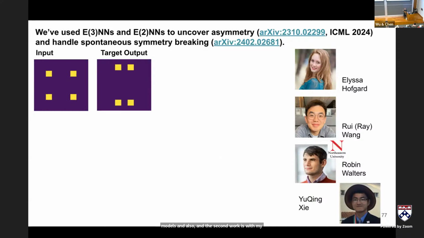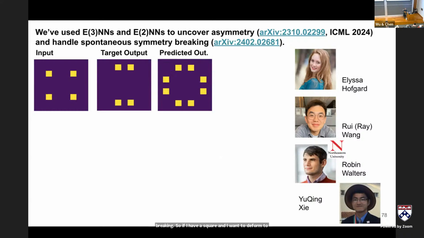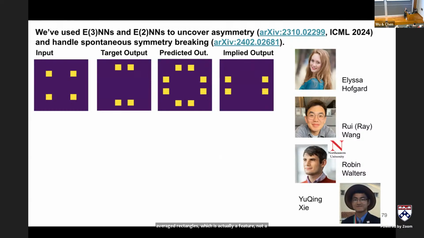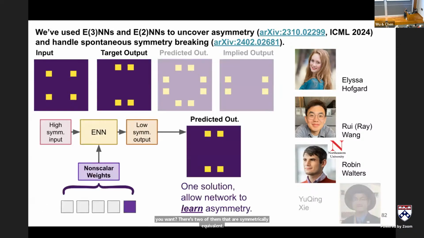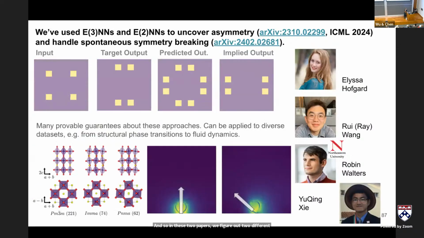So if I have a square and I want to deform it to this rectangle, an equivariant model will predict two averaged rectangles, which is actually a feature, not a bug. And what it's saying is that, well, which rectangle did you want? There's two of them that are symmetrically equivalent. And so in these two papers, we figure out two different ways of handling this. And I won't go through it. Well, you're free to ask questions about it.